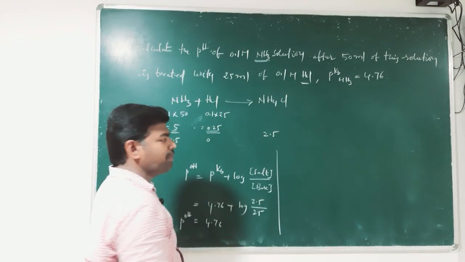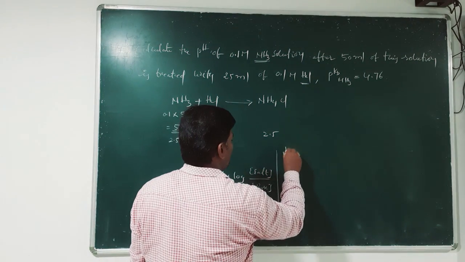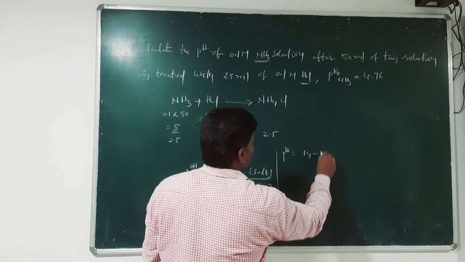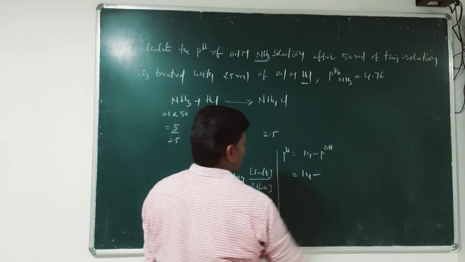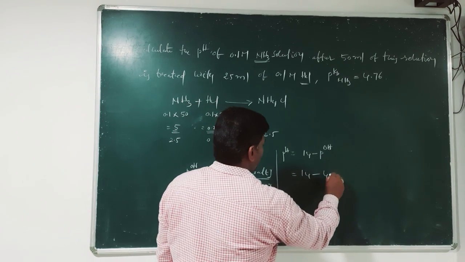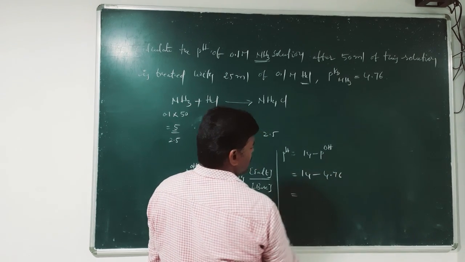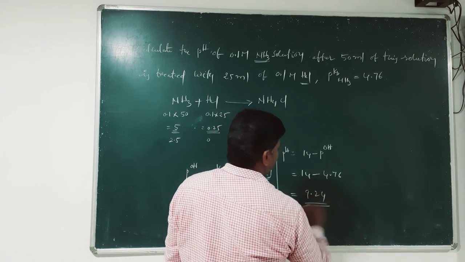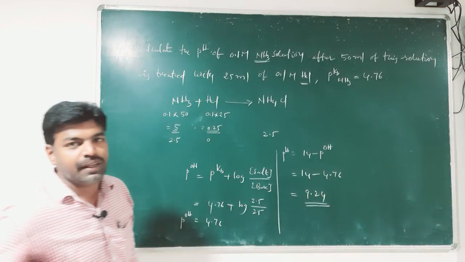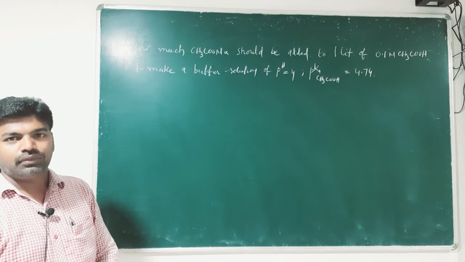pOH is 4.76 and they ask to calculate the pH. How can we calculate the pH? pH is equal to 14 minus pOH. So 14 minus 4.76 comes out to be 9.24. Okay. So in this way we can calculate the pH.